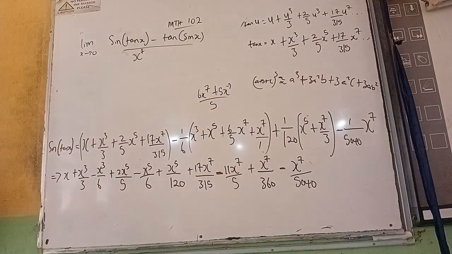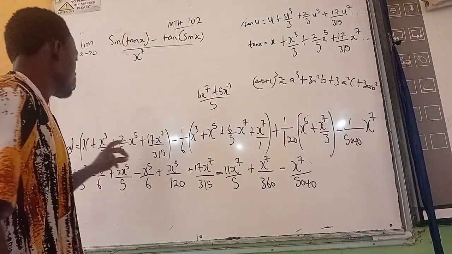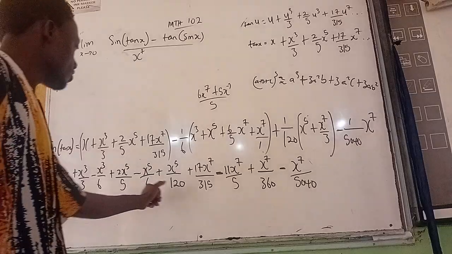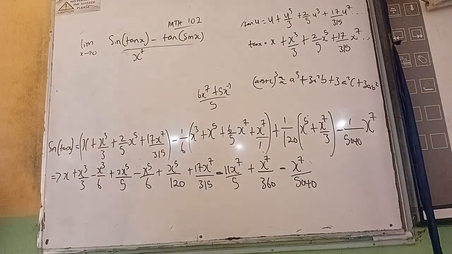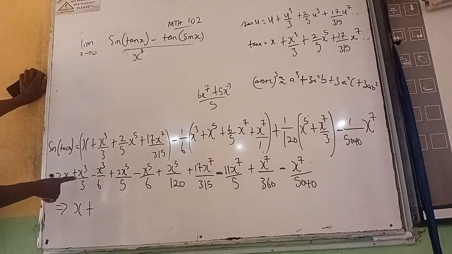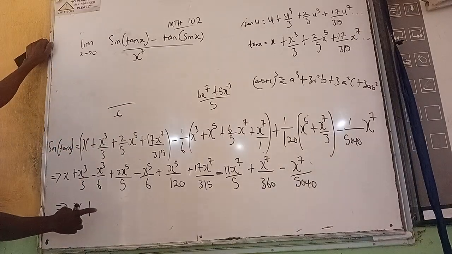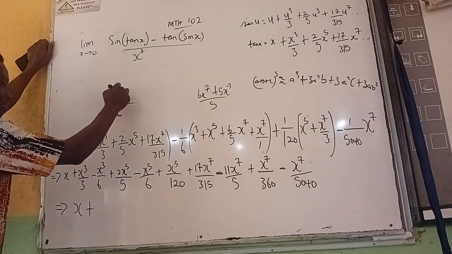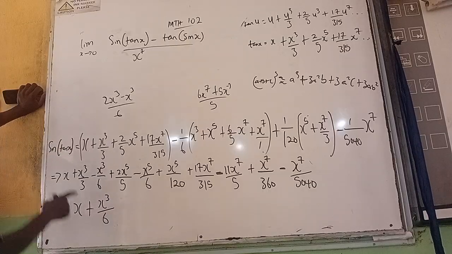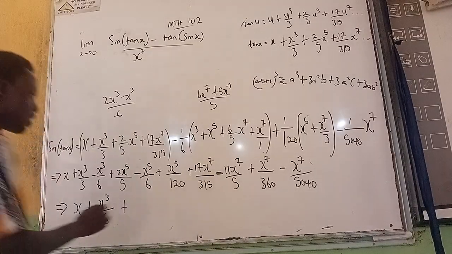I hope all the terms are completed. 1, 2, 3, 4, 5, 6, 7. Let me count this as 1. 1, 2, 3, 4, 5, 6, 7, 8, 9, 10. So all the terms are completed. Now it equals x plus, now all the cubes, x cubed over 3 minus x cubed over 6. The LCM is 6. 3 is 6 over 2. This one will give us 2x cubed minus x cubed, so here we have x cubed over 6. 1 over 3 minus 1 over 6 is 1 over 6. Plus, let's do all the x^5.